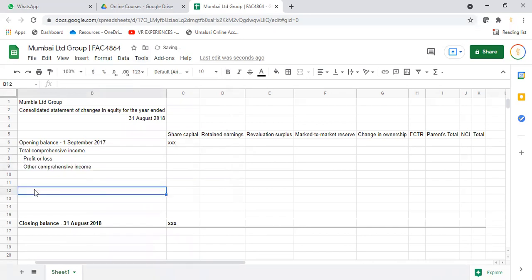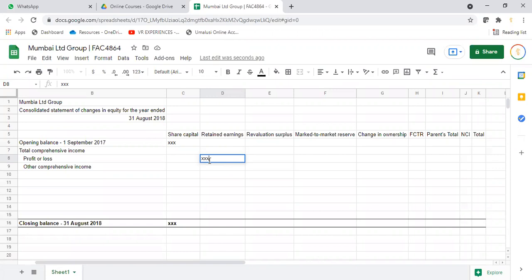Okay, so what you must know is that total comprehensive income is made up of profit or loss and other comprehensive income. The parent's portion of profit or loss goes through retained earnings. Remember, in the income statement, when you have profit or loss, other comprehensive income and total comprehensive income, that is 100%.